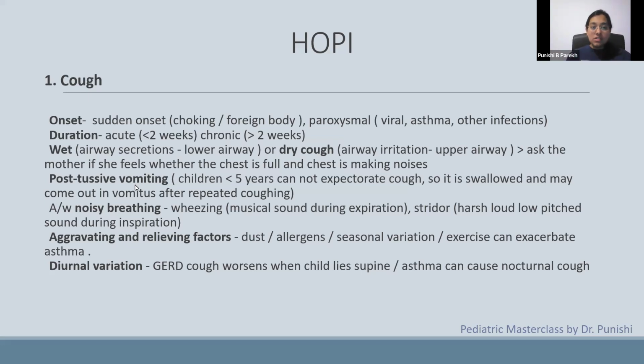Now, the next thing is a little tricky, especially with respect to pediatrics. Whether the cough is wet or dry. What exactly do we mean by wet cough and dry cough? Usually, when the airway produces secretions, particularly the lower airway, that's when you have that wet cough with mucus expectoration. Whereas dry cough is usually the irritant cough that is present when there's irritation of the upper airway. So usually they say that a wet cough involves the lower respiratory tract, whereas a dry cough is more suggestive of an upper respiratory tract.